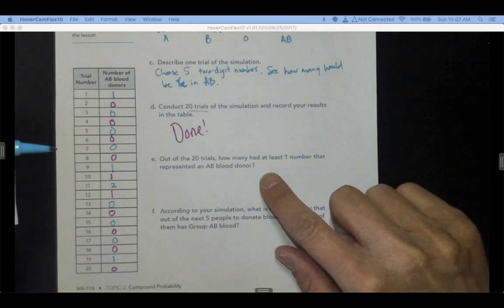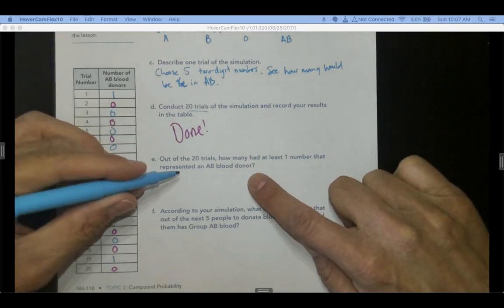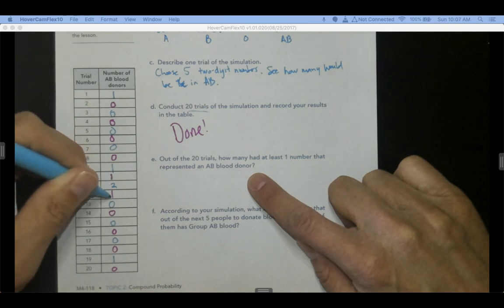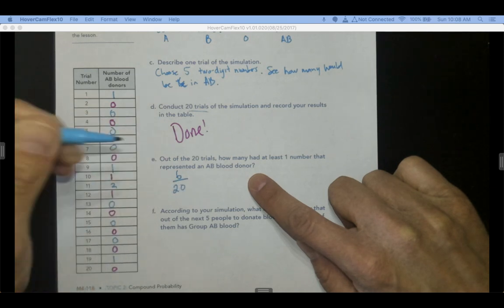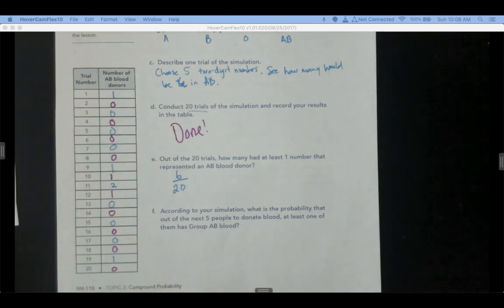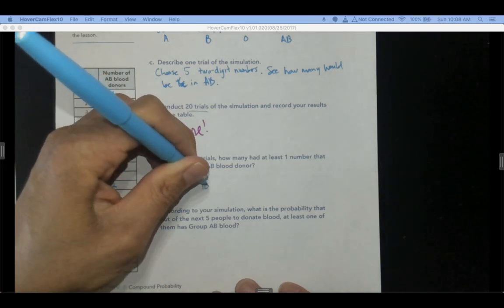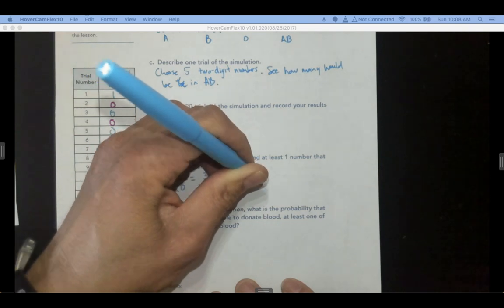Out of the 20 trials, how many had at least one number that represented an AB blood donor? 1, 2, 3, 4, 5, 6. Six out of the 20 trials had at least one AB blood donor, which is the same as 3 out of 10, which is the same as 30% or 0.3.